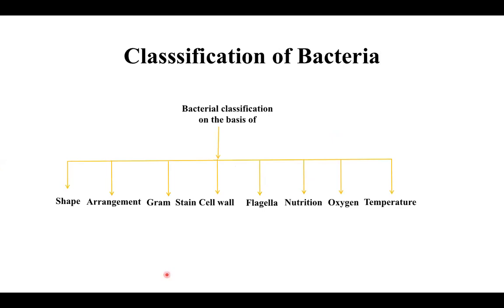Now we'll talk about the classification of bacteria. Bacteria are classified based on their shape, their arrangement, gram staining, the cell wall, the presence of flagella, the utilization of nutrients, oxygen requirement, and temperature.